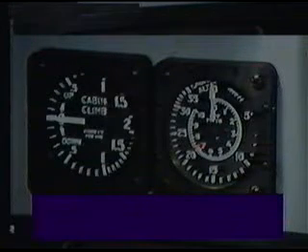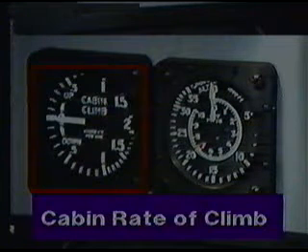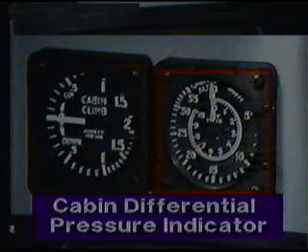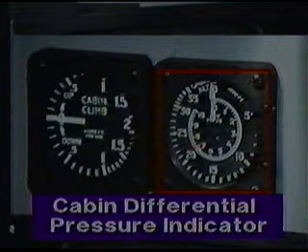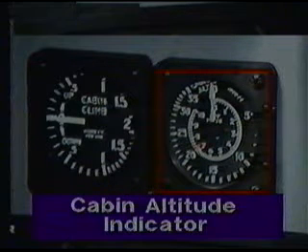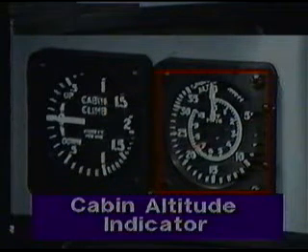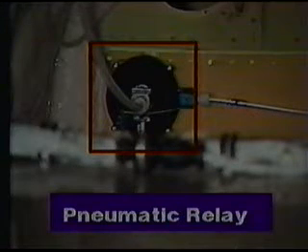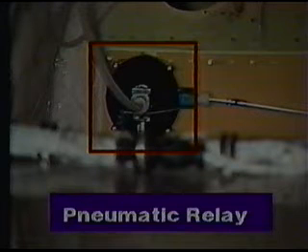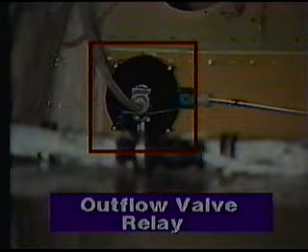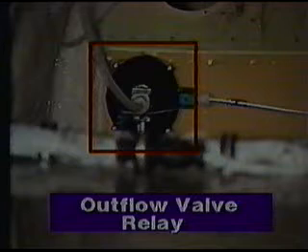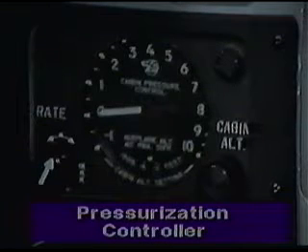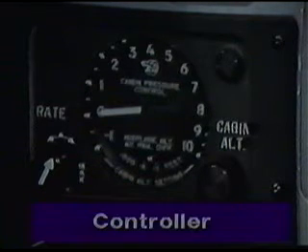Pressurization system indicators include the cabin rate of climb indicator, the cabin differential pressure indicator, often called the cabin altitude indicator, and a cabin altitude warning light in the annunciator panel. This unit is referred to as the pneumatic relay, and sometimes called the outflow valve relay. The unit installed in the instrument panel that provides automatic control of the system is called the pressurization controller, or simply the controller.